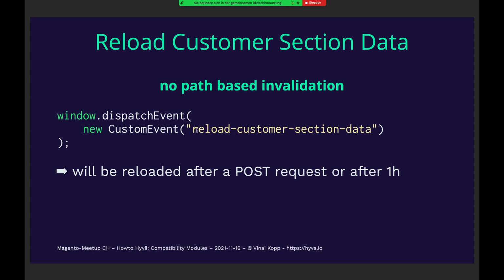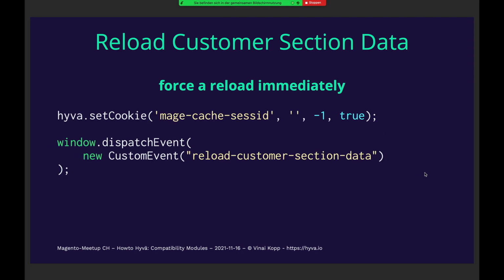Otherwise, when the initial page is loaded, the existing data will be dispatched to all the observers, or we can also dispatch a custom event, reload customer section data. That could be useful, for example, after sending a post request, maybe adding a product to the cart, then it will also be rebroadcast. If I really want to force a reload immediately without sending a post request first, this is how we would do it. We would invalidate the mage cache session ID cookie and then dispatch the reload customer section data event.